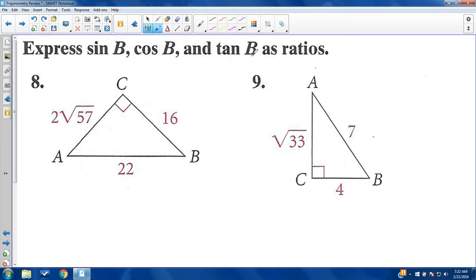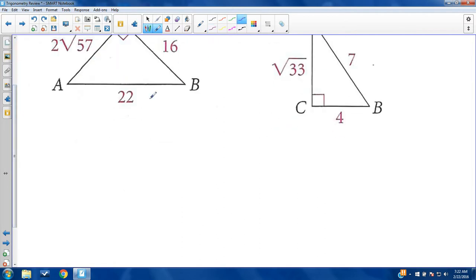Express sine of b, cosine of b, and tangent of b as ratios. Okay, before I do this, let me quickly give some things out to you to help you out with trig.